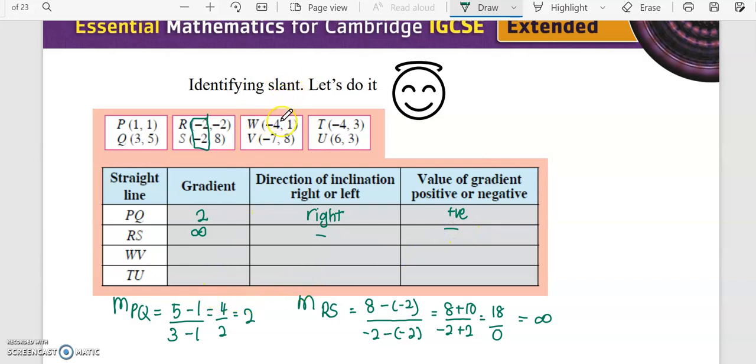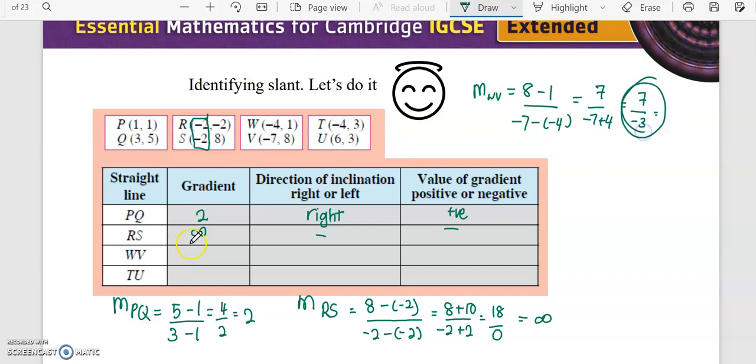We go to WV. Gradient WV: y2 is 8 and y1 is 1, divided by x2 is negative 7 and x1 is negative 4. So we have 7 over negative 7 plus 4, that is 7 over negative 3, which is negative 7 over 3. So the direction of the inclination is to the left, and the value of the gradient is negative.